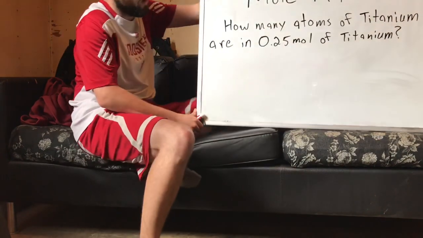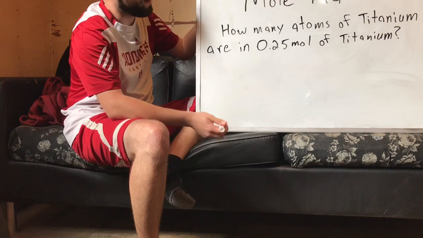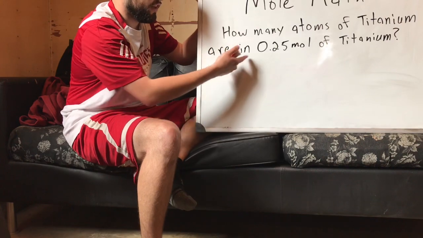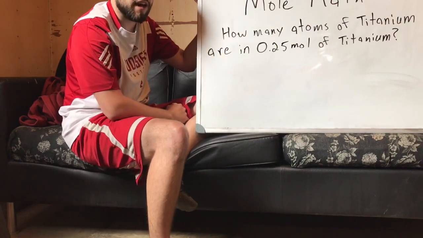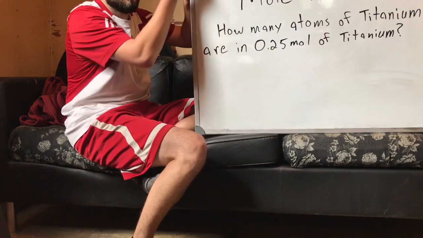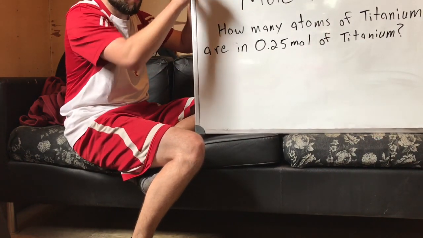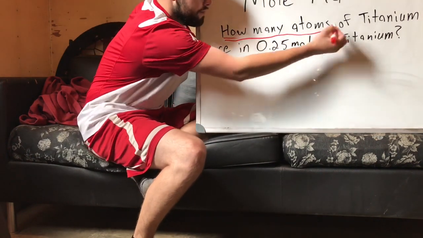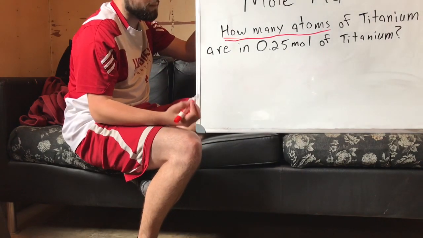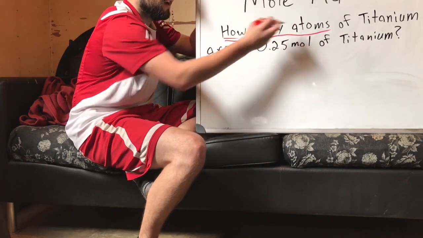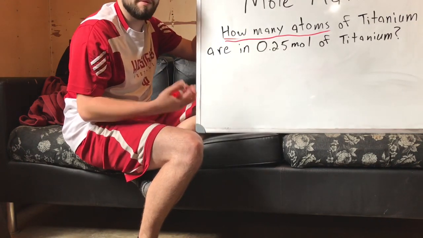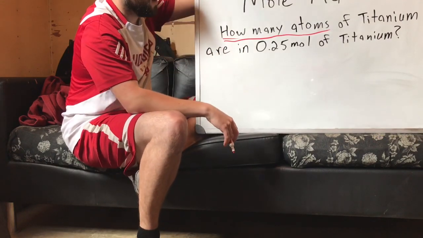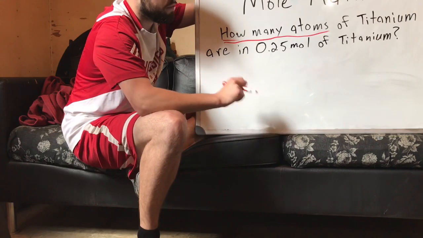Hopefully everybody can read this whiteboard here. But what my problem says is, how many atoms of titanium are in 0.25 moles of titanium? I'm going to use all of my good story problem strategies. So I'm going to follow the question word. How many atoms? I know that my answer is going to be some number of atoms. Maybe it's 5 atoms. Maybe it's 1,000,000 atoms. I don't know. I'm going to find out.